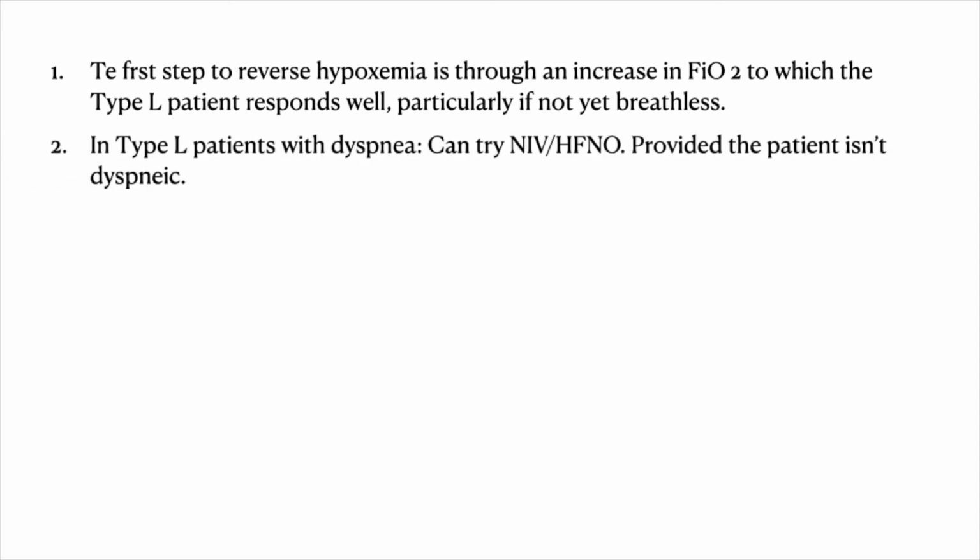So the first step is giving oxygen if the patient is not very breathless. In an L-type patient with dyspnea, you can try NIV or HFNO or any form of non-invasive positive pressure ventilation, provided the patient isn't dyspneic. This we must keep in mind. If the patient is dyspneic, mind you, you should go for intubation. If the patient has low oxygen but is not dyspneic, then you try these modalities.